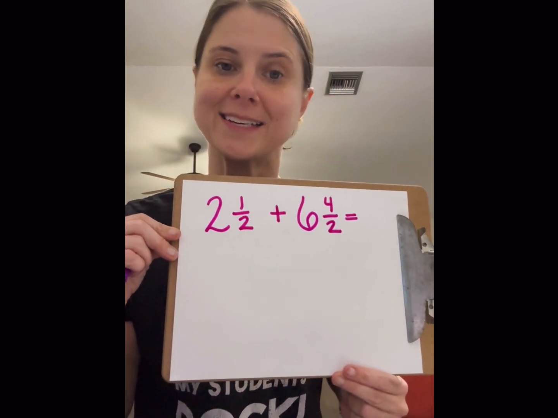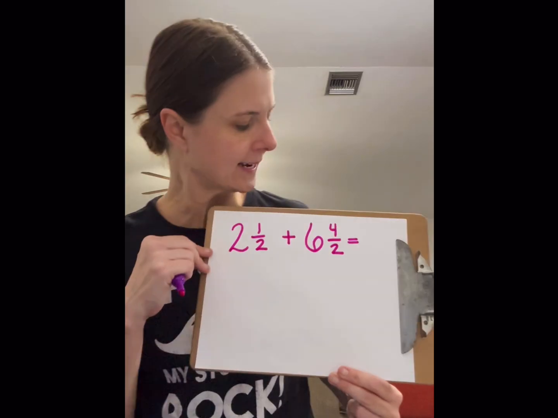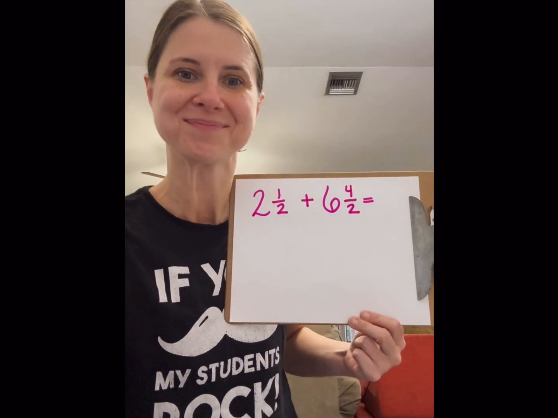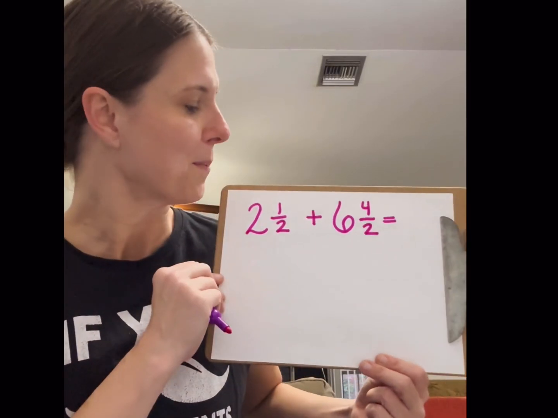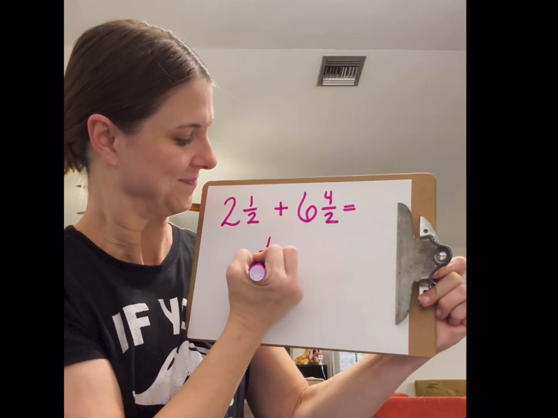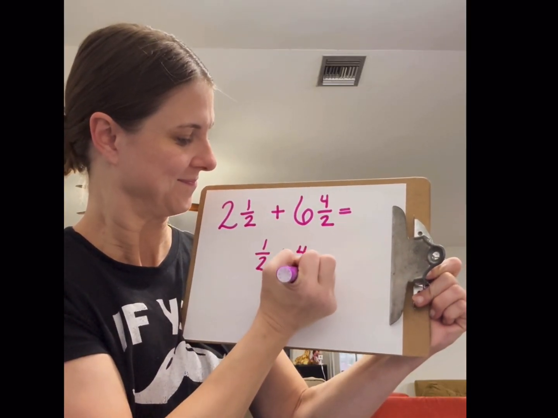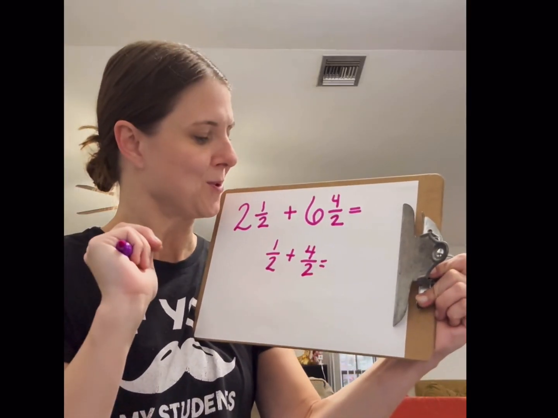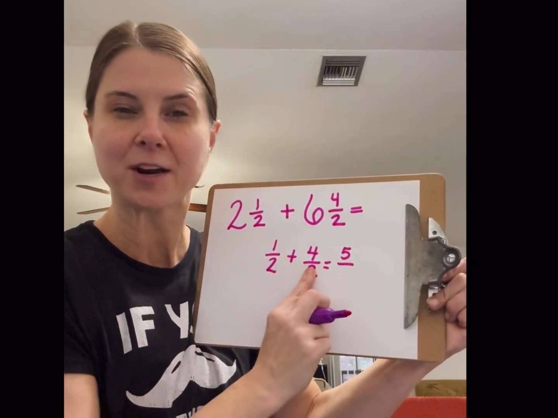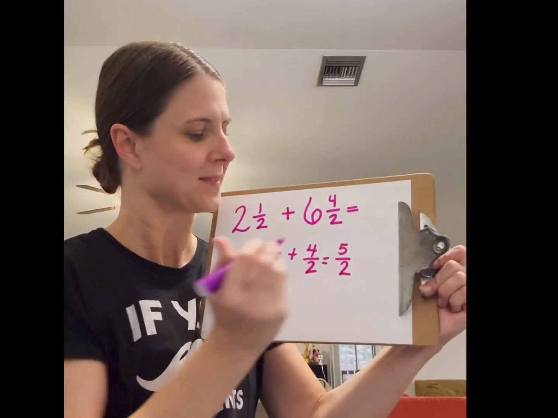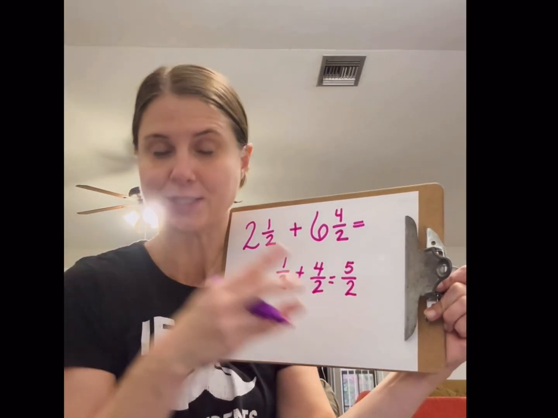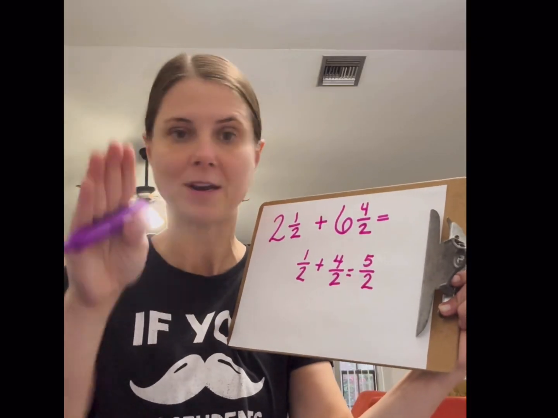So our next problem is 2 1/2 plus 6 4/2. All right, so push pause and work out this problem. All right, so our first step is to add the fractions. With adding fractions, you add the numerators, the top number, 4 plus 1 is 5, and then the denominators, the bottom number, stays the same. Now, we're going to take that answer because it's an improper fraction, and we need to make it into a mixed number. A mixed number is when you have a whole number and a fraction.